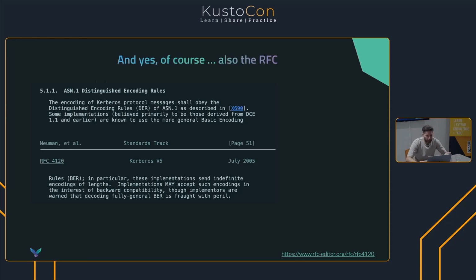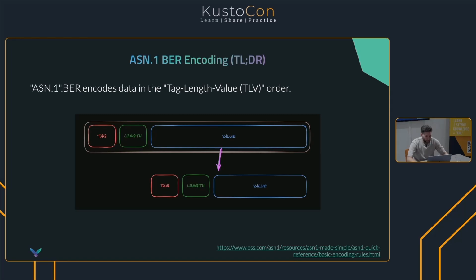And of course, we also have to look at the RFC. In here you can see that the RFC states that the messages for Kerberos can be either DER encoded or BER encoded. In this case, Microsoft opted for the BER encoding, which is Basic Encoding Rules, which of course doesn't tell you a lot. But again, Google can help you out there, and there's quite a lot of good documentation about BER encoding. Basically how it works is it is a tag, a length, and then a value.